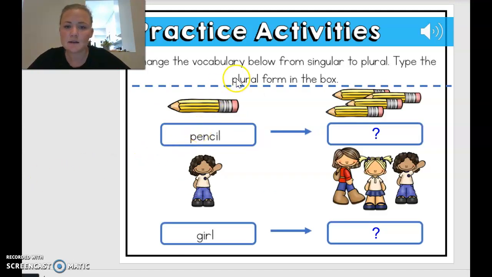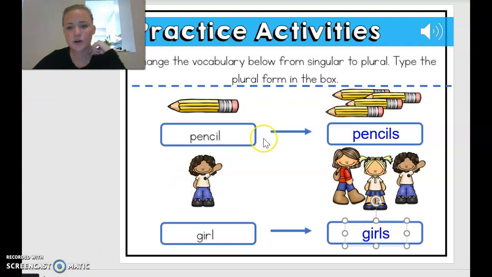All right, now let's practice making some of these words plural. So we have singular and plural, one or two or more. Over here we have pencil. Go ahead and write what pencil turns into if you have scratch paper. Girl turns into, write it down, stop the video, and then you can check your answers.